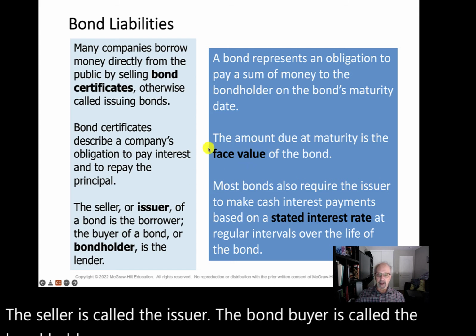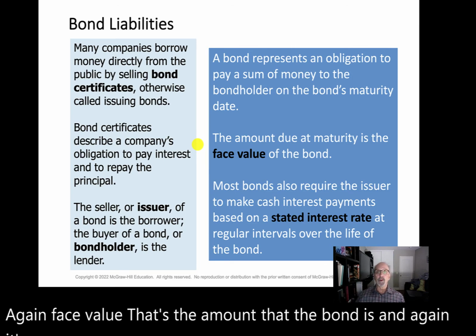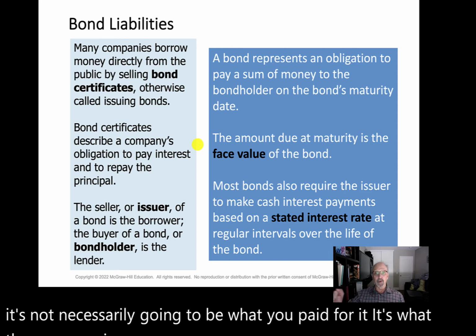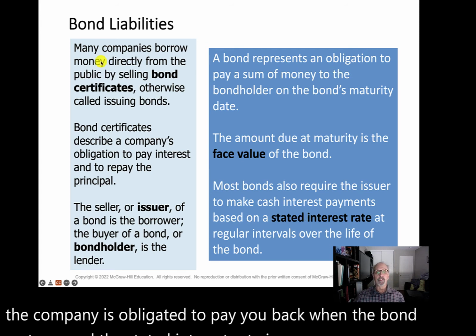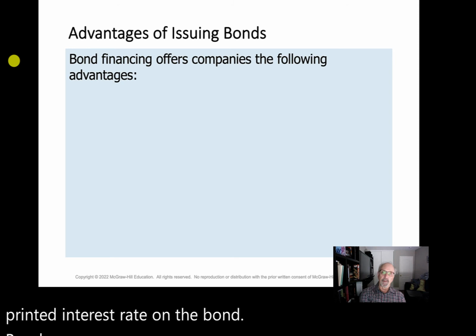Again, face value, that's the amount that the bond is for. And again, it's not necessarily going to be what you paid for it. It's what the company is obligated to pay you back when the bond matures. And the stated interest rate is obviously the printed interest rate on the bond. Bond financing offers companies the following advantage.